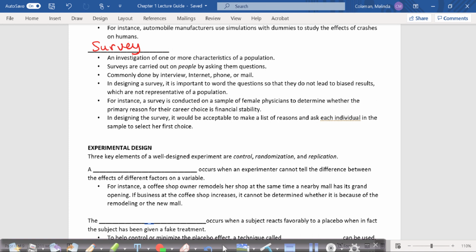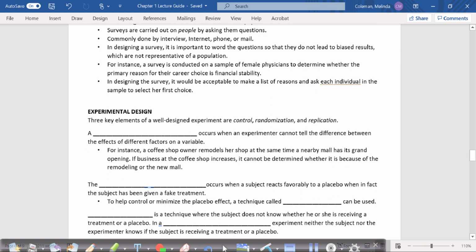And for instance, a survey is conducted on a sample of female physicians to determine whether the primary reason for their career choice is financial stability. And in designing a survey, it would be acceptable to make a list of reasons and ask the individuals in the survey to select their choice. So oftentimes you will see choices for people to select. And sometimes there's an NA or not applicable in those choices.